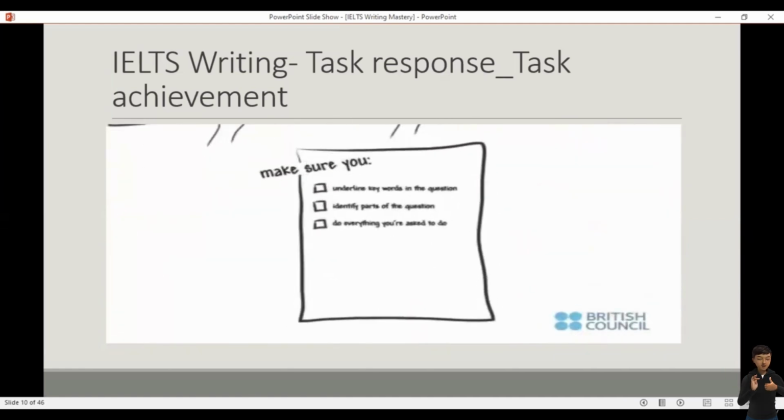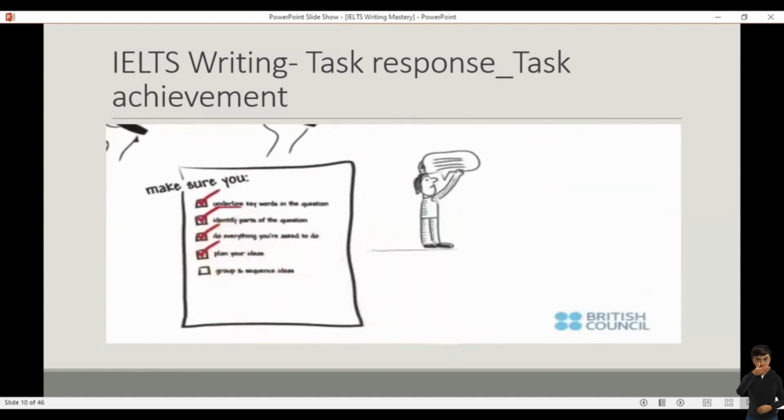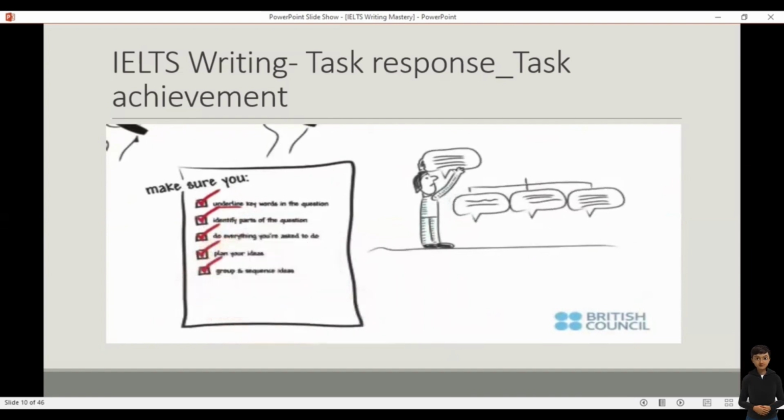Make sure you underline key words in the exam question. Identify how many parts there are to the question, and make sure you do everything you are asked to do. Before you write, plan your ideas, though keep them relevant. Then group and sequence them. Spending 2 to 3 minutes doing this can save you time.